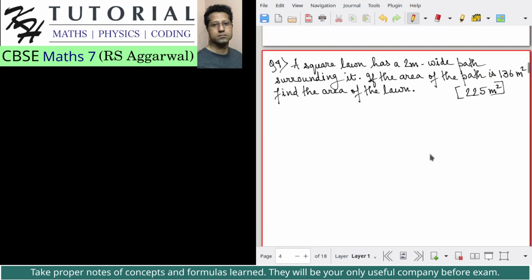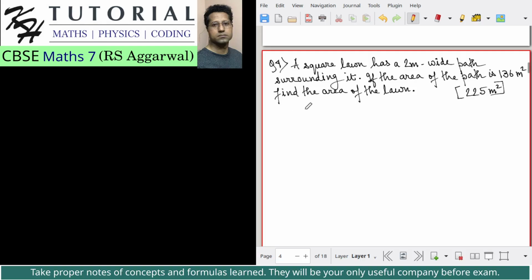Question number 4. A square lawn has a 2 meter wide path surrounding it. If the area of the path is 136 meter square, find the area of the lawn. Okay.